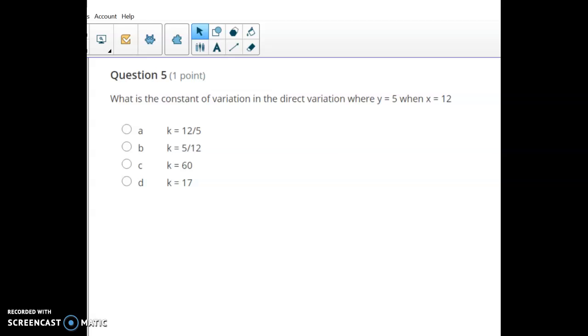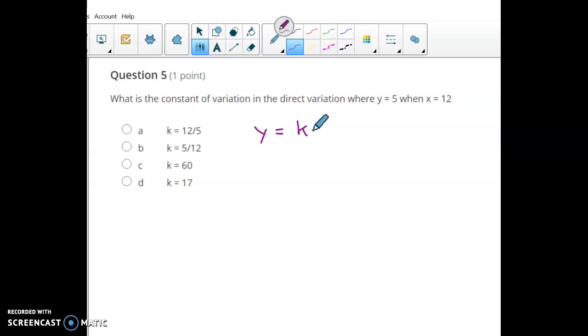Chapter 2 practice test. This is a help video for question number 5. Okay, so for direct variation, the equation that you'll need for the test is y equals k times x. K just stands for some constant.